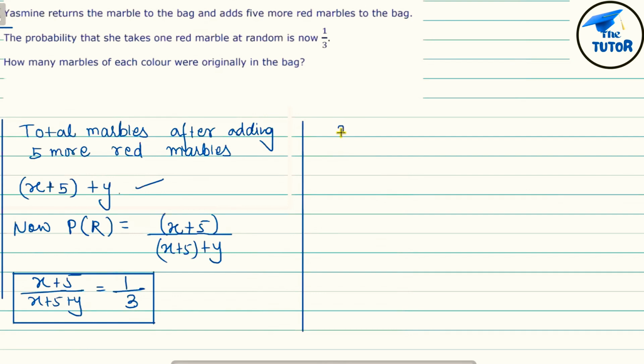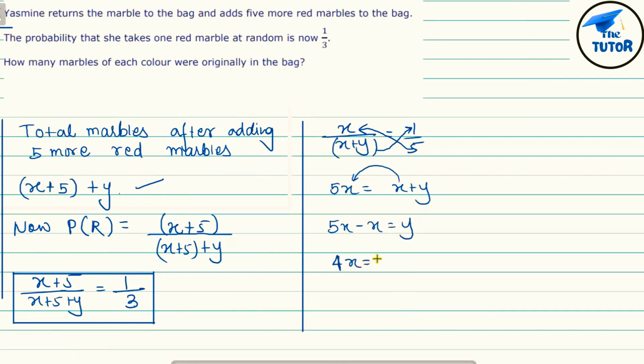The first equation was x over x plus y equal to 1 over 5. Let's do the cross multiplication. That means 5 will multiply into x and the denominator x plus y will multiply into 1. Now you will have 5x on the left hand side equal to x plus y. Let's transpose x to the left hand side. That means 5x minus x equal to y. Now you have 4x equal to y. That means from here you can get the value of y as 4 times x.